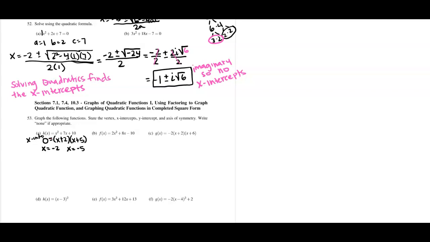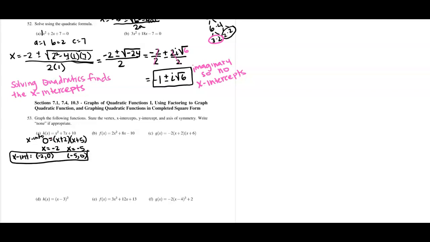Let's subtract it over. And remember, if I was writing these as ordered pairs, that would be -2, 0, and -5, 0. So these are my x-intercepts. Okay, so there's part of my answer. I did the x-intercept part. Okay, now let's do the y-intercept.